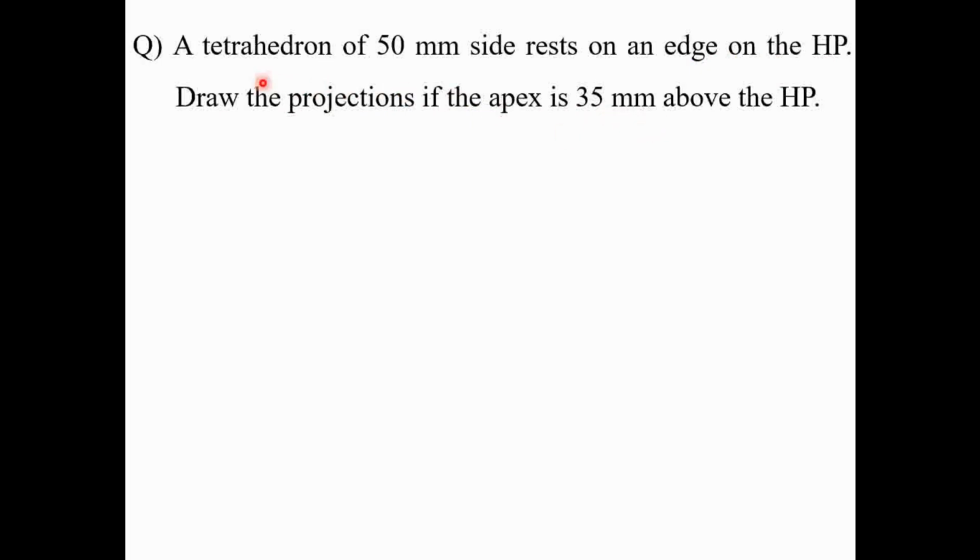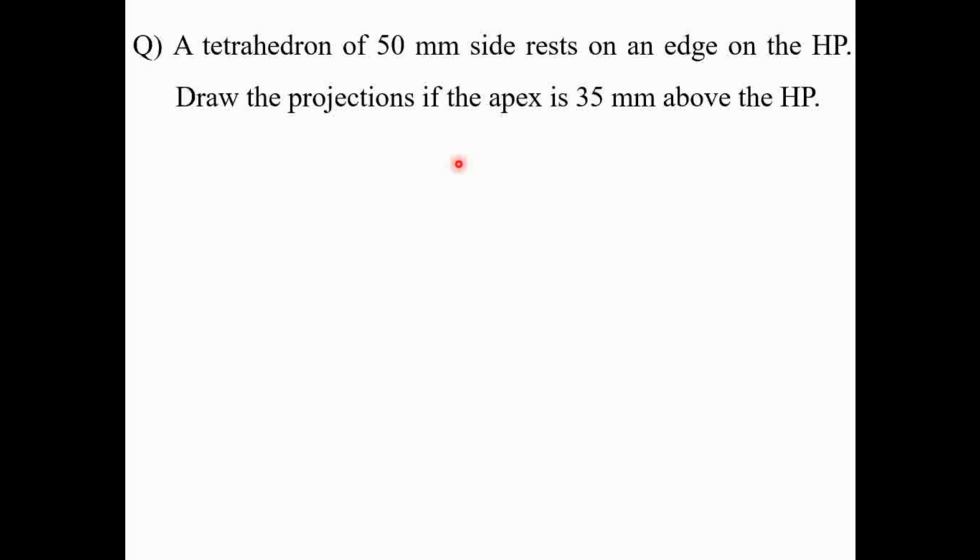In this we have to just identify the given information, that is, tetrahedron of 50 mm side is given. The resting condition is also given, which is on the edge on HP, and in addition to that, instead of axis inclination or surface inclination or slant edge inclination, they have given the condition that the apex point of the tetrahedron is 35 above the HP.